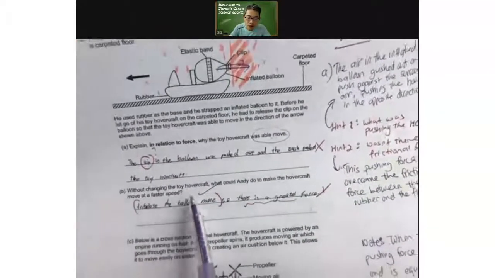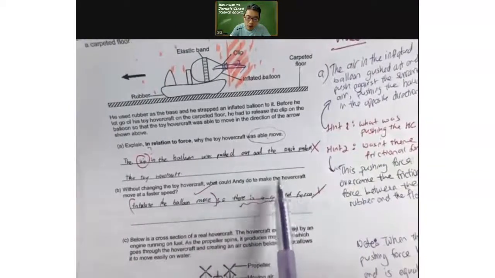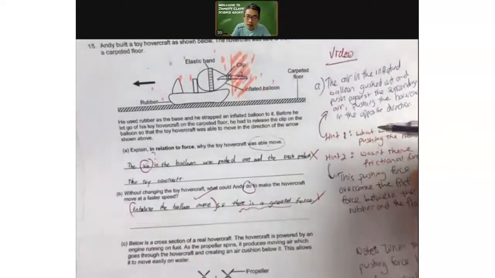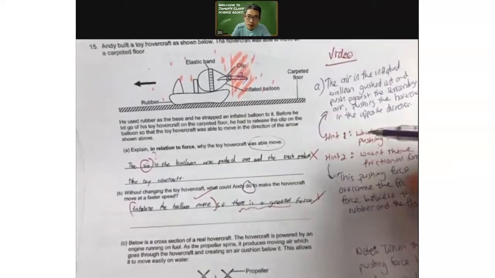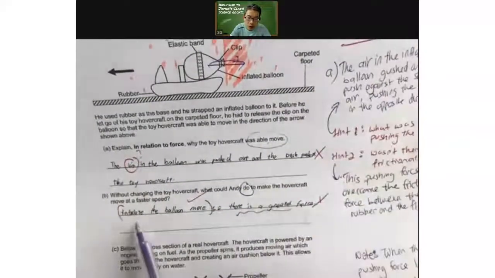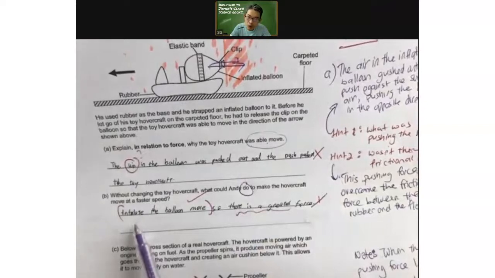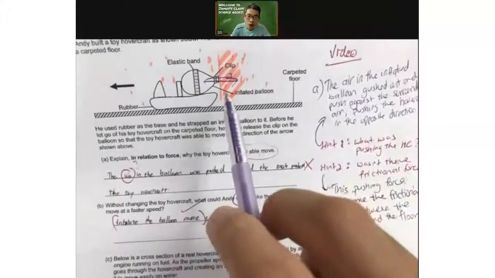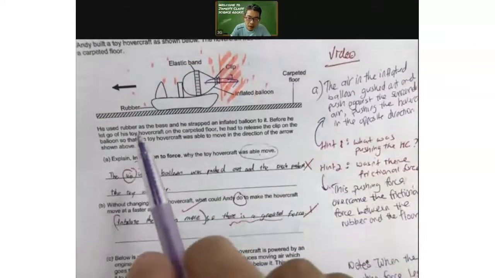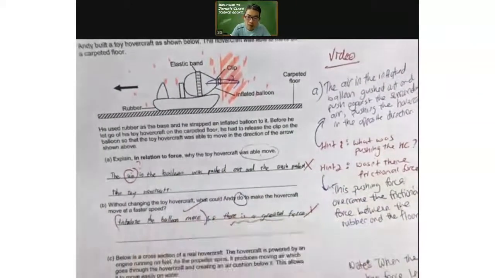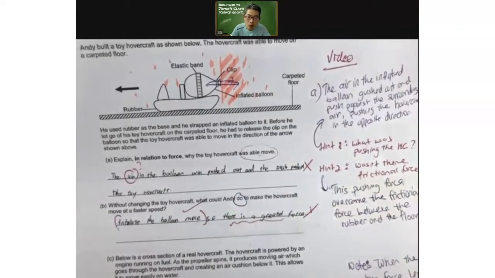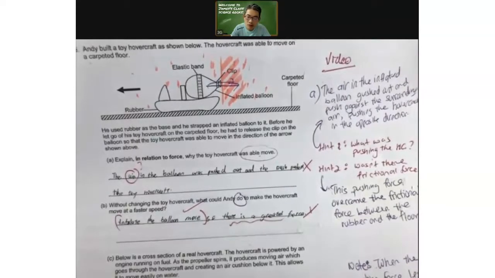Without changing the toy hovercraft, what could Andy do to make the hovercraft move at a faster speed? This question is only about suggestion. What can he do? There's no explanation needed, so there's no need to give one. Just need to say, for example, you can inflate the balloon more. By inflating the balloon more, you are increasing the pushing force when the clip is removed, or you can apply a layer of lubricant to the surface, so as to reduce the frictional force between the rubber and the carpeted floor. Or you can change this to a different floor.